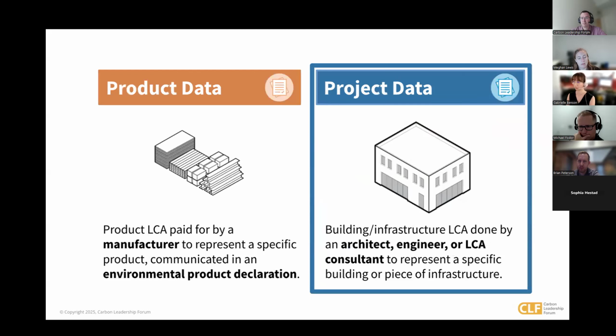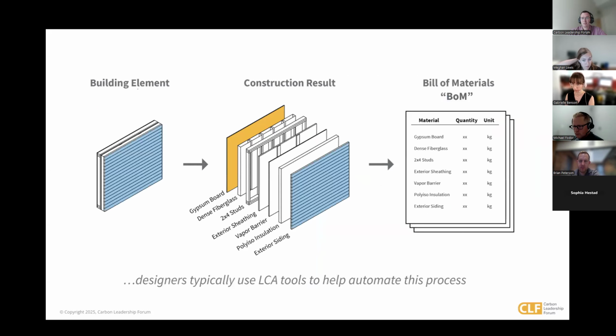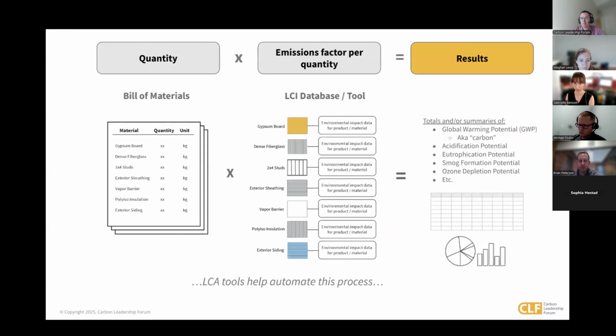And at the scale of a building or infrastructure project, that comes from what's sometimes called a whole building LCA or an infrastructure LCA, which is typically led by an architect, engineer, or green building consultant during the design and construction process. And design integrated software can really help automate this, in particular the process of calculating material quantities to input into an LCA, or designers can use a bill of materials from a contractor to do this as well. You can see at top, the quantities times emissions factors gets you your results.